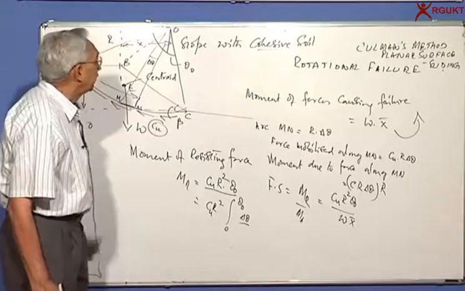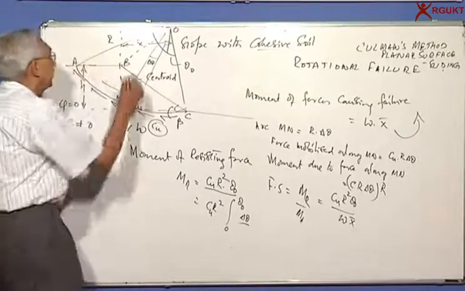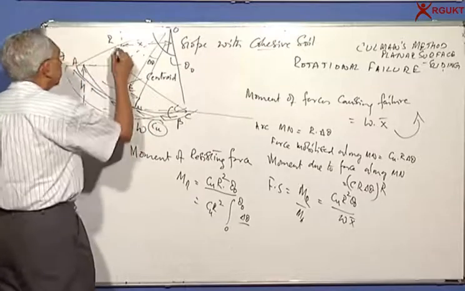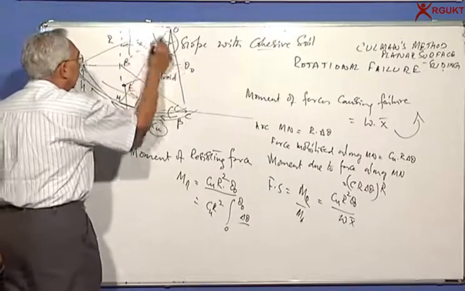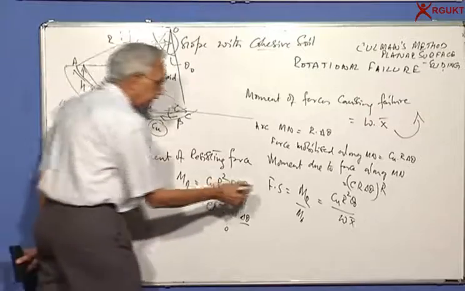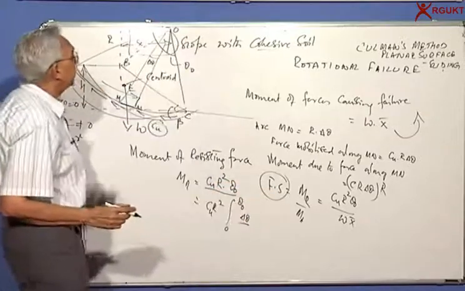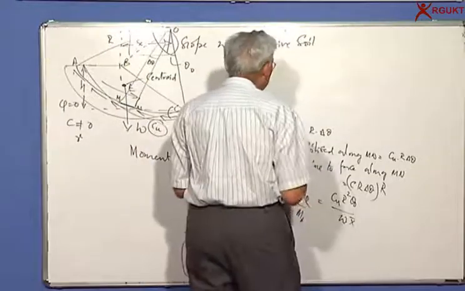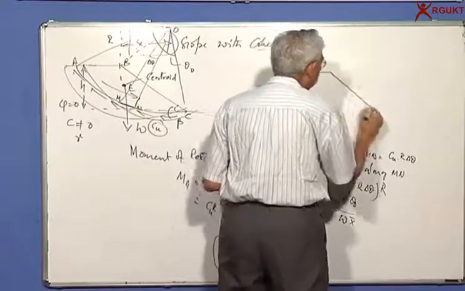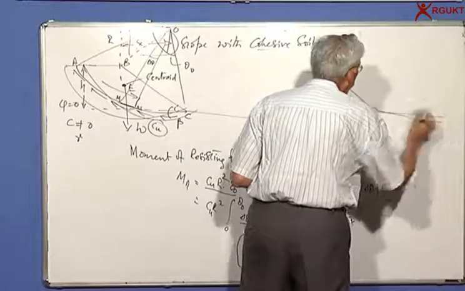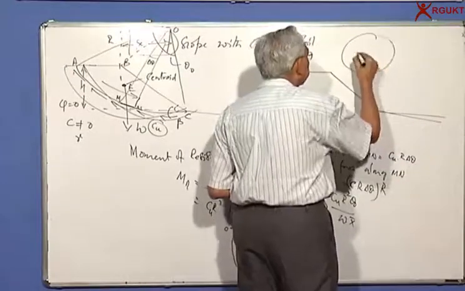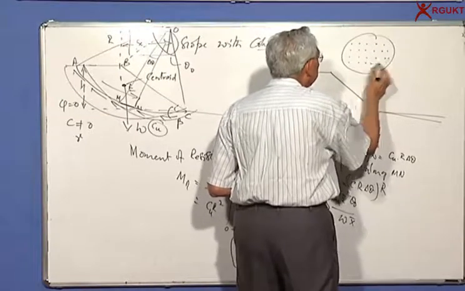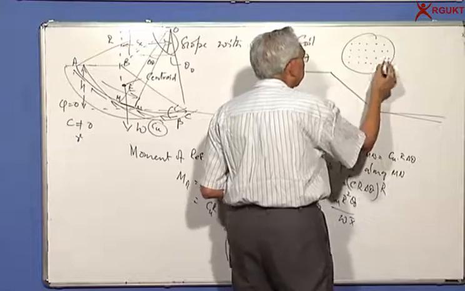You may say, why should I take only one point? Can I take another arc? I can take a third one, etc. In this region, I can take a number of points and get the factor of safety. So I search in this space for different centers. If I have a slope, something like this, and I expect the centers to be in this region, I take different centers and different radii and get factors of safety.